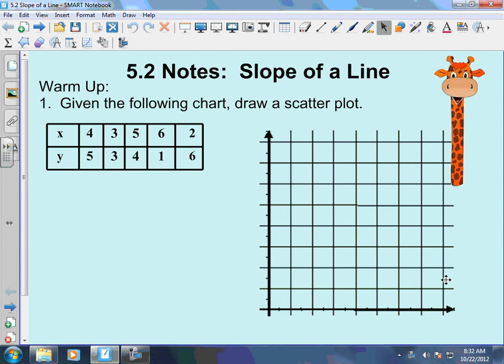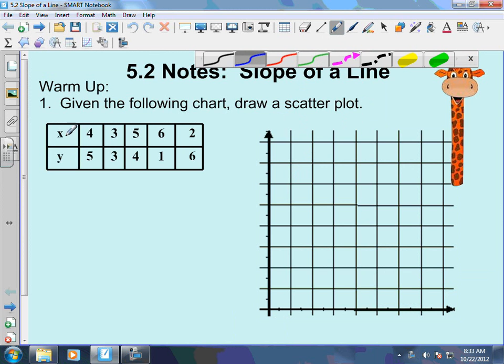Okay, this is 5.2, slope of a line. We are going to go over the warm-up, so go ahead and pause the video. When you've finished creating a scatter plot, start the video back up and check your answer.